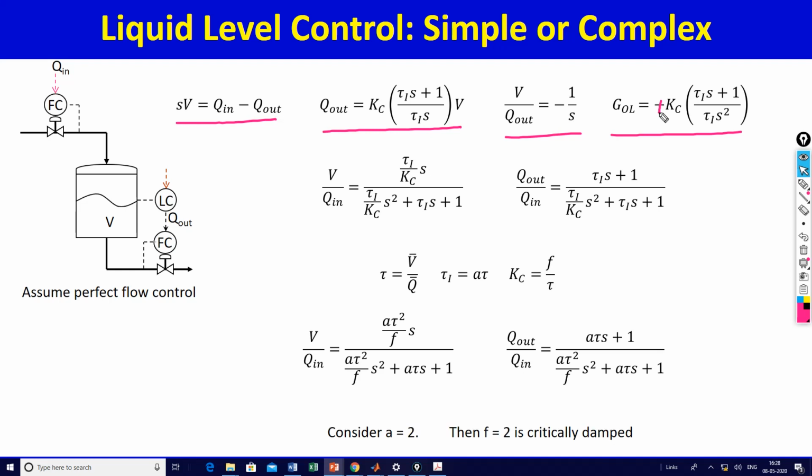and we consider, for example, A is equal to 2, that means your integral time is twice the residence time, which seems reasonable. Then if you use an F equal to 2, that is critically damped, and you can substitute it here. So suppose you put A is equal to 2, F is equal to 2, you get tau square S square plus 2 tau S plus 1, which is tau S plus 1 whole square. So that's a critically damped system with 2 repeated roots at S is equal to minus 1 by tau. So for A equal to 2, F equal to 2, the system is critically damped.